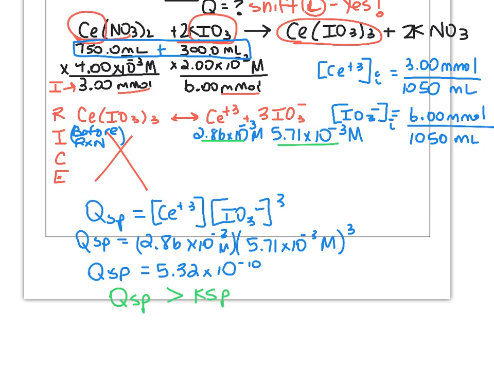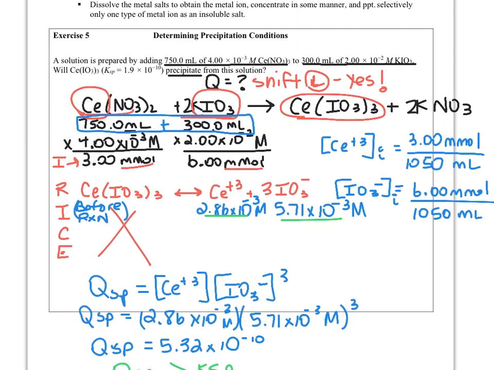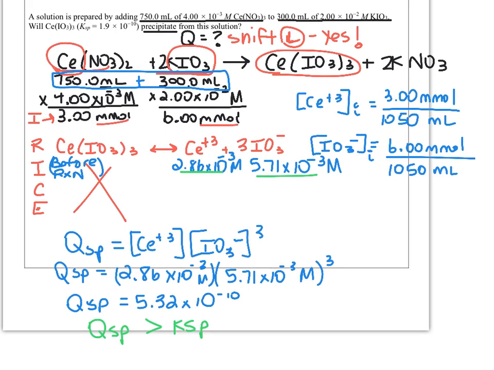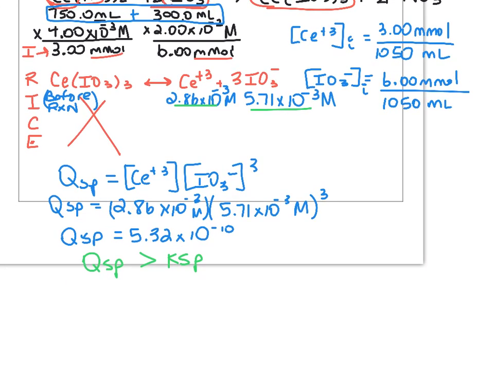Well, because the KSP, if we go back into the original problem, was up here, 1.9 times 10 to the -10. So I'm going to write that in just so you have it. So that's 1.9 times 10 to the -10. Okay, so obviously 5.32 is bigger than 1.9. So we know QSP is greater.